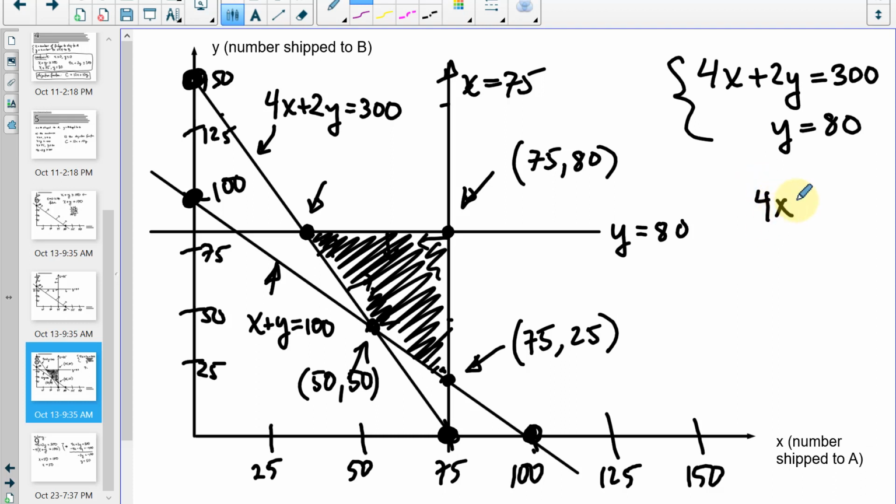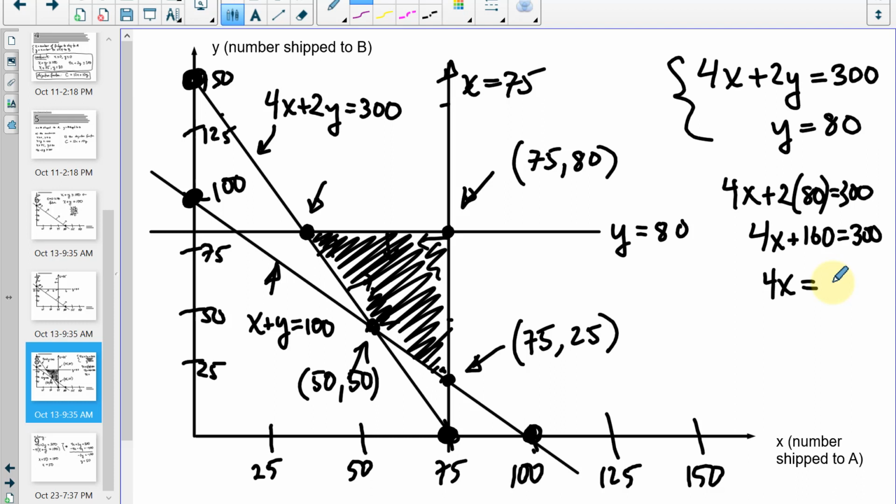So we have to have 4x plus 2 times 80 equal 300. So 4x plus 160 has to equal 300. So 4x has to be, let's see, that's 140. So solving for x is 35. So now we know this point, 35 comma 80. So we're almost done.